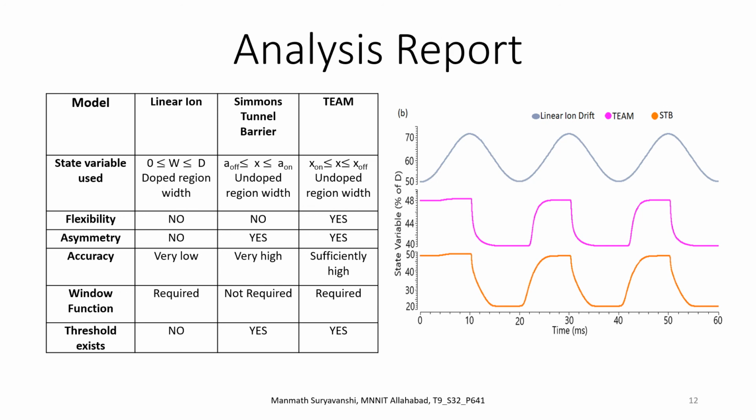One more advantage of the Simmons tunnel barrier model is that it does not require a window function. However, the linear ion and TEAM models require a window function to operate. Moreover, the Simmons tunnel barrier and TEAM models implement the current threshold phenomenon, where the state variable does not change unless the current flowing through the memristor is above a certain threshold. This effect is shown by the state variable characteristics of the TEAM and Simmons tunnel barrier models, as the state variable remains constant for a certain time, unlike in the case of the linear ion drift model.